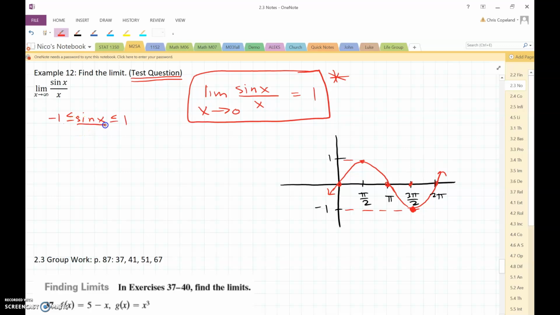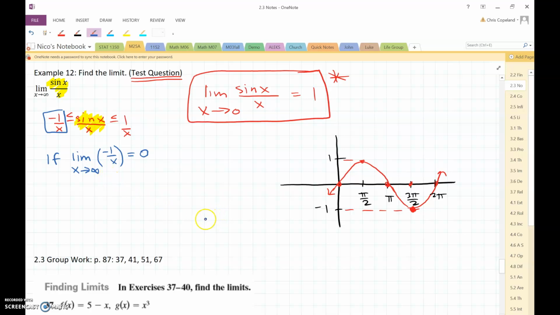Then I can do this. I can divide each of these by x. Okay? So now, notice that this sine of x over x, that's this function, right? So now I'm going to use the squeeze theorem. The squeeze theorem states if the limit of -1 over x, that's this function here, as x goes to infinity, if that equals 0, okay, let's talk about why that would equal 0.